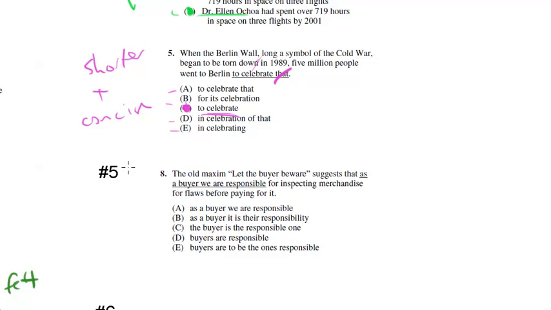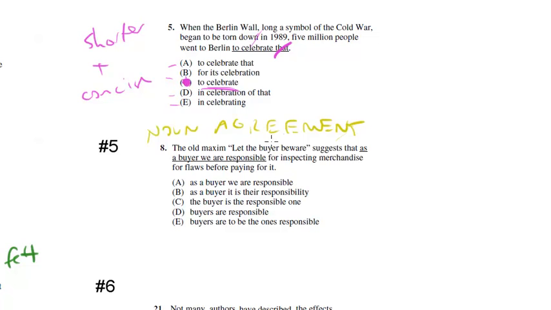Alrighty. Moving on to the next error category. This is a very small one that doesn't come up that much, but it's one that you should know, and it's noun agreement. And this is, as you might expect, all the nouns of a sentence have got to go together. So let's check this one out. 8. The old maxim, let the buyer beware, suggests that as a buyer, we are responsible for inspecting merchandise for flaws before paying for it. Well, here we've got a noun, right, as a buyer, and then we've got a pronoun we. It's almost pronoun agreement, but it's also noun agreement.